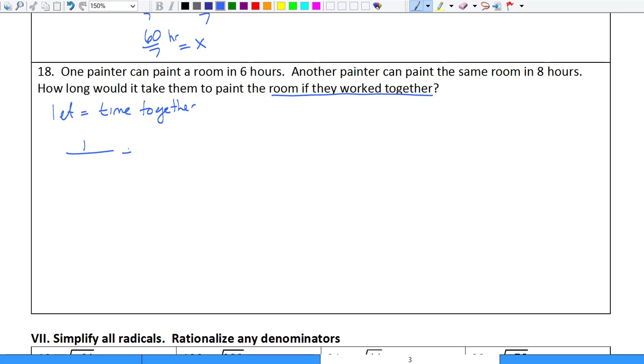So my equation is going to be 1 over plus 1 over equals 1 over. The first painter can do it in 6 hours. The second painter can do it in 8 hours. What if they work together? Well, I don't know the time. That's 1 over x.